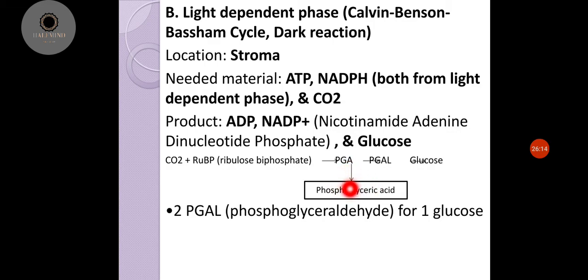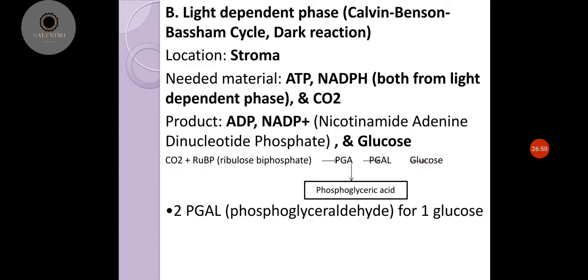And then, yung phosphoglyceric acid will be converted again into phosphoglyceraldehyde, which is a 3-carbon molecule. Now, we need 2 phosphoglyceraldehyde molecules to create 1 glucose. Remember that phosphoglyceraldehyde is a 3-carbon molecule and the glucose is a 6-carbon molecule. So, kailangan natin ng dalawa nito to make 6 carbons, which can be found in the glucose.